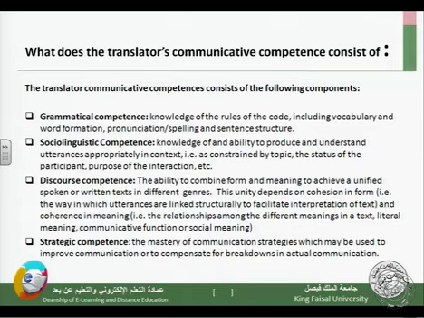In addition to the access to such types of knowledge, now the translator has to have a communicative competence. The communicative competence should consist of what? Of the following components. Very important point. Okay, I have knowledge of this and that, but the communicative competence is very important. Now, what do we mean by communicative competence? The communicative competence consists of the following components.